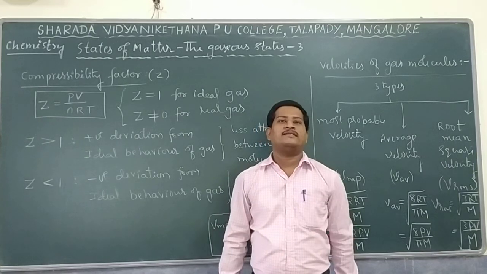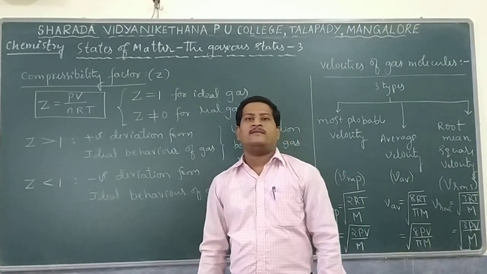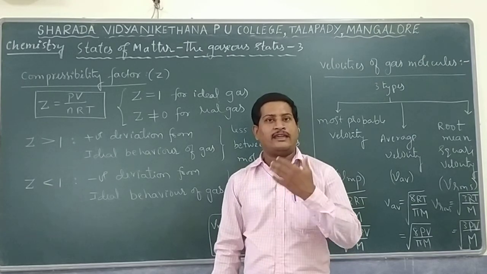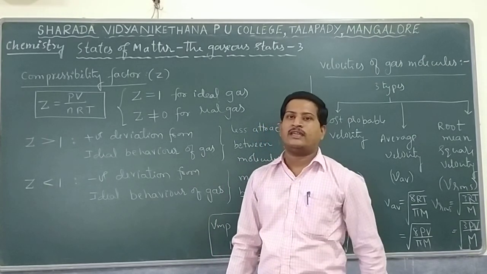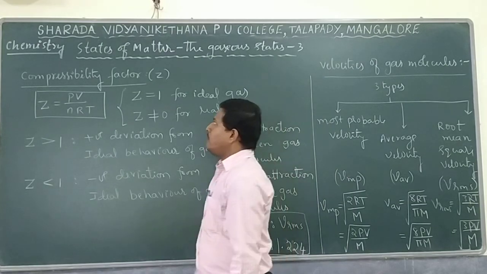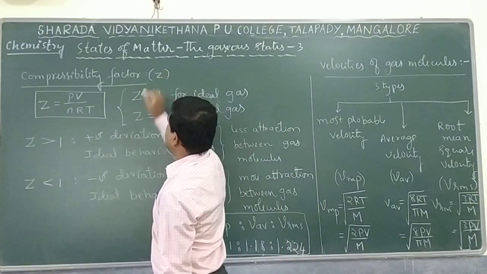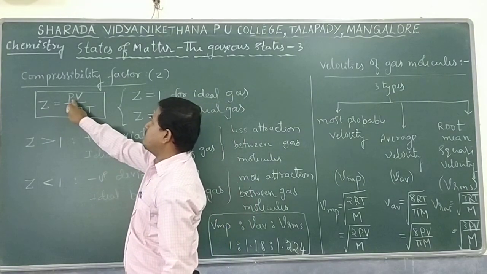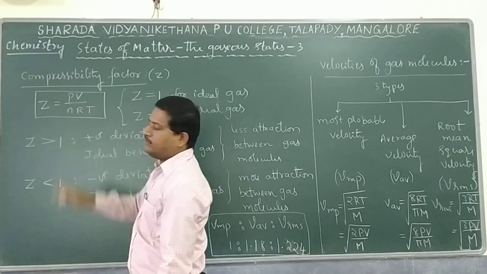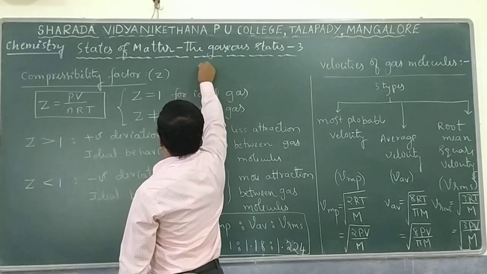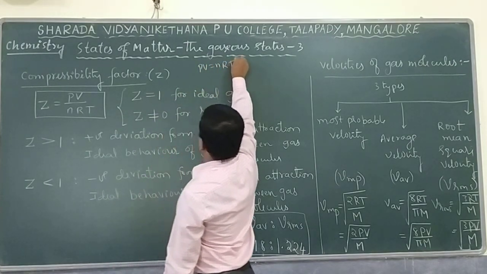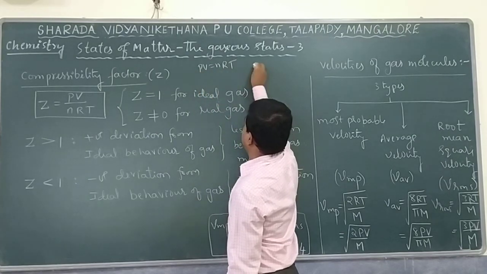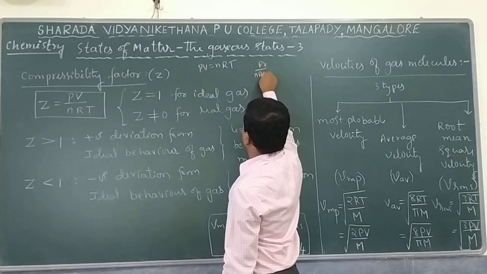Let us see the compressibility factor. This is the mathematical relation used to identify whether a gas is real or ideal. The compressibility factor, symbolically represented as Z, is simply the ratio of pressure times volume to nRT. You know PV equals nRT, isn't it? PV equals n into R into T. Now take the ratio of that. If you bring PV here, pressure into volume divided by nRT, we get 1.